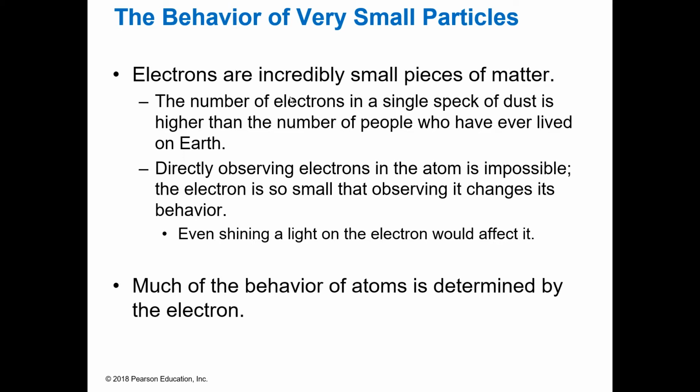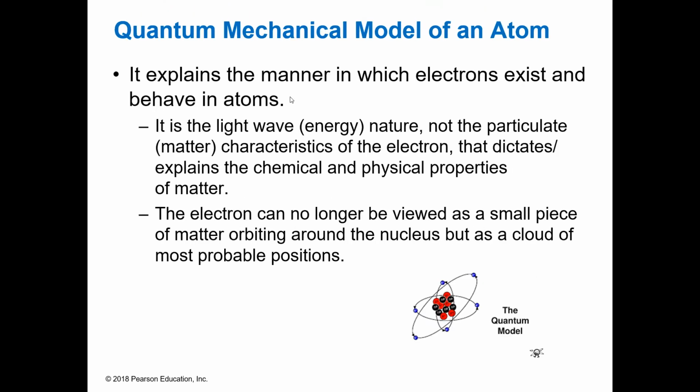And so right now we're going to start by looking at how we determine the behavior of our electrons. This thing called quantum mechanics, or the quantum mechanical model of an atom, explains the behavior of the electrons. So this is going to be very brief right now. We're going to get more into detail on this, but this model explains the manner in which our electrons exist and behave in our atoms.